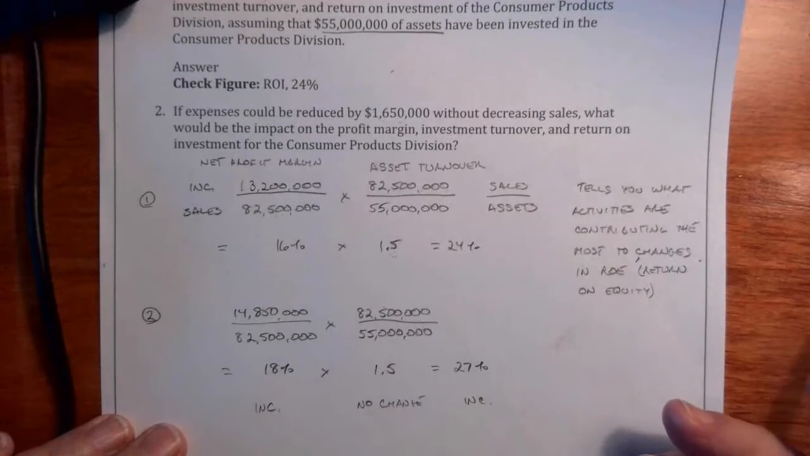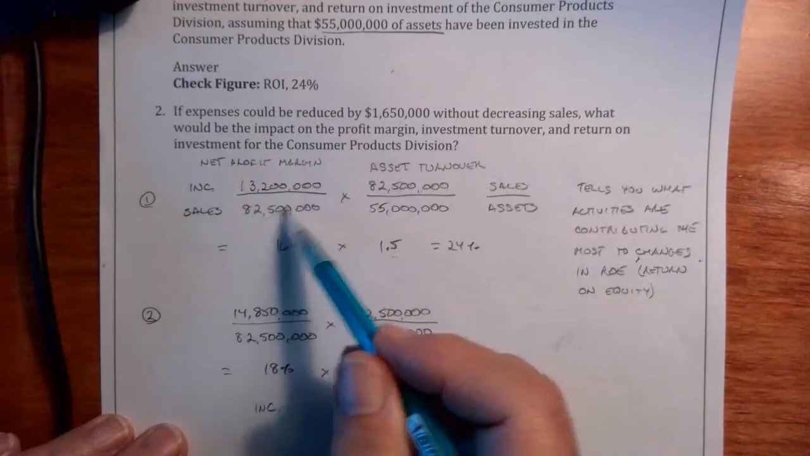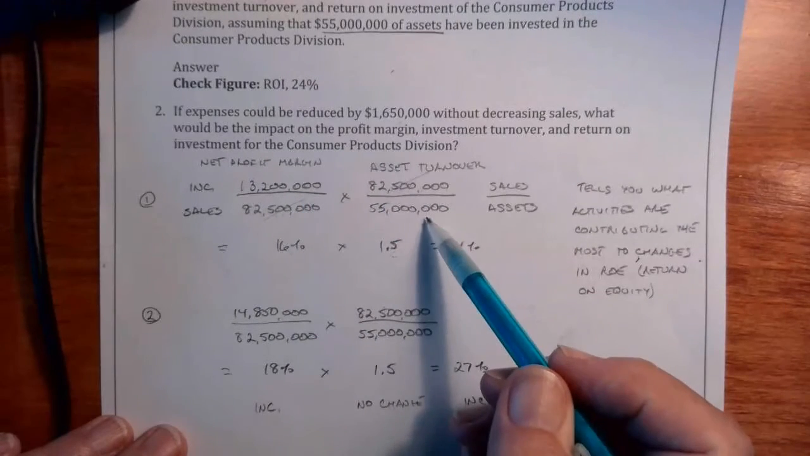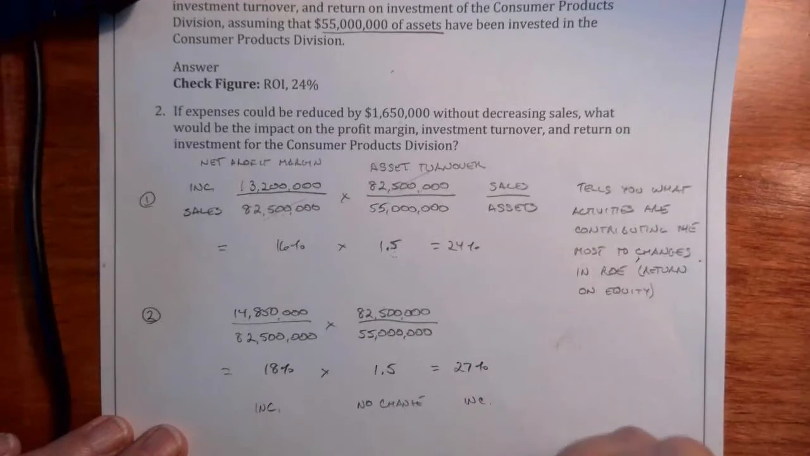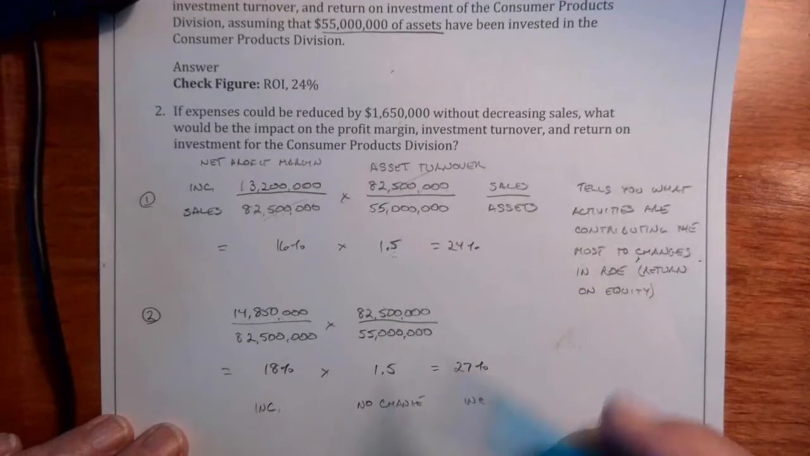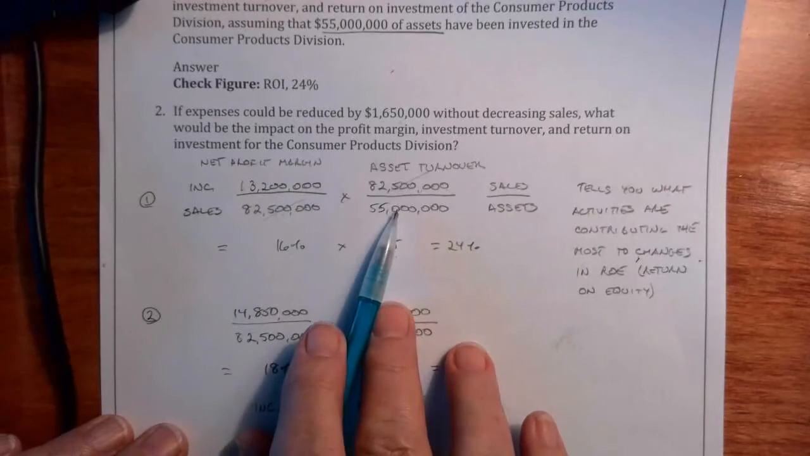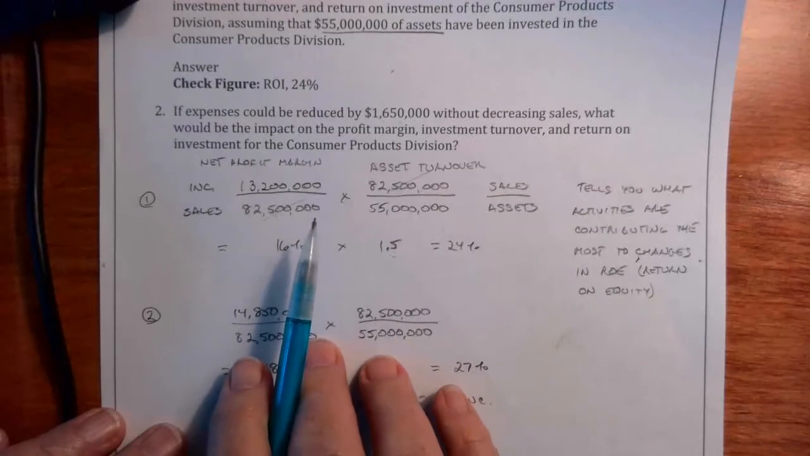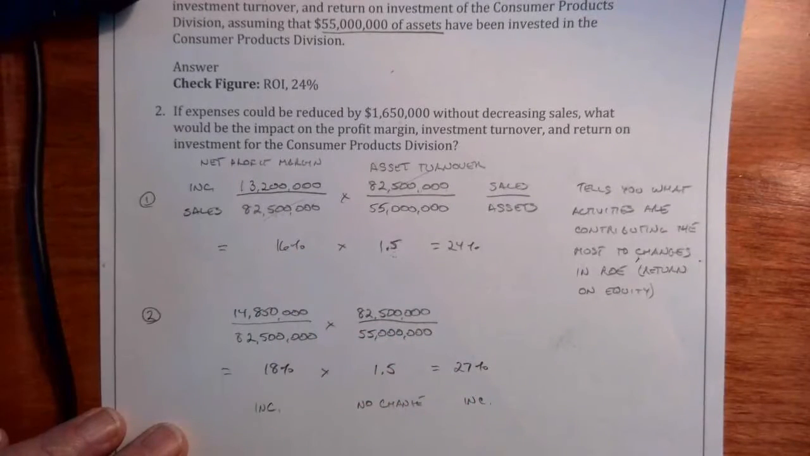Okay, and in fact, if you wanted to, this cancels out, and you could just use net income divided by total assets. Okay, that's where ROI sort of comes from. But what's nice about taking it apart like this with the DuPont method is that it helps you see the elements of it. Okay, so you can see the pieces.